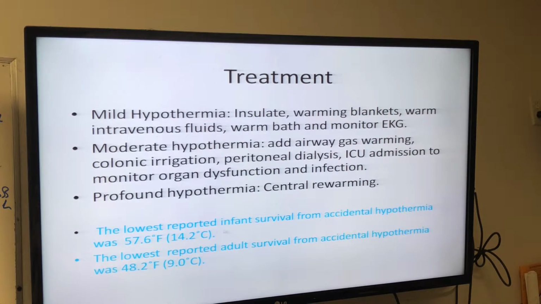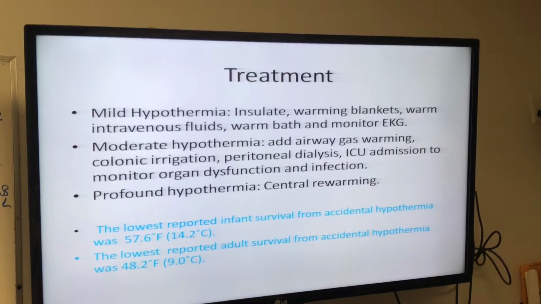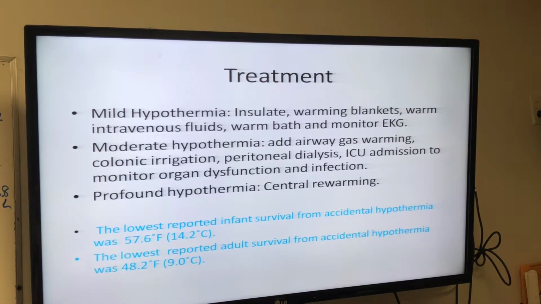The lowest reported infant survival from accidental hypothermia is 14 degrees Celsius, and the lowest reported adult survival from accidental hypothermia is 9 degrees Celsius. That comes from our friends in Siberia, right? That's why they say never cold and dead. It's warm and dead. So when somebody shows up in the ER and it's cold, never pronounce them, unless you want your name to go on a paper. Just warm them up first and then pronounce them dead.